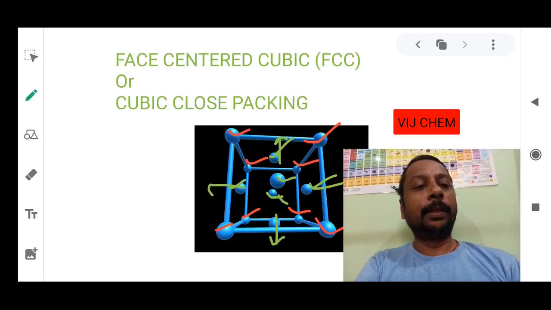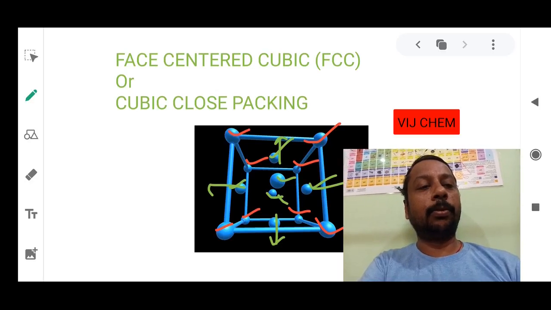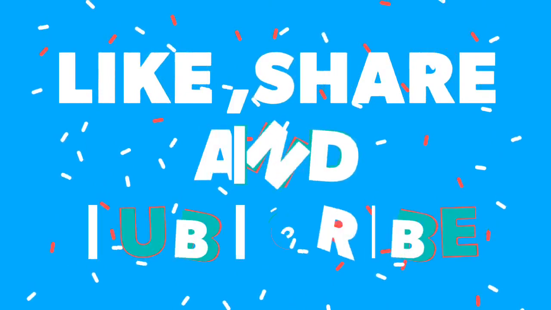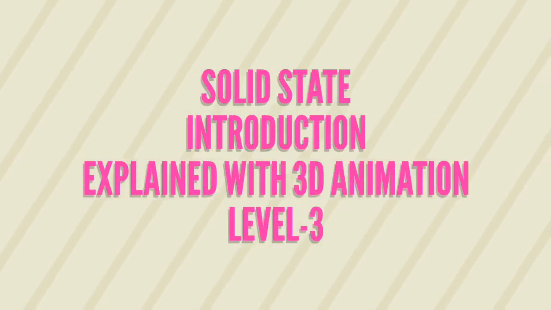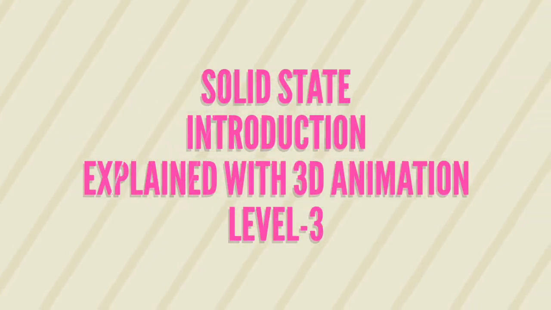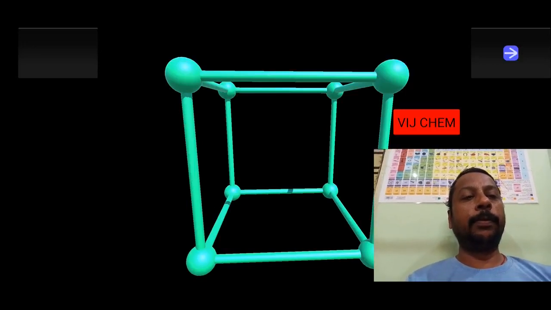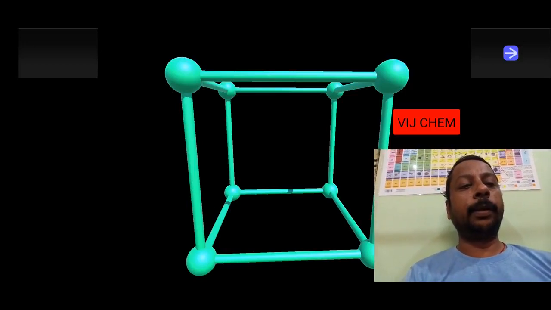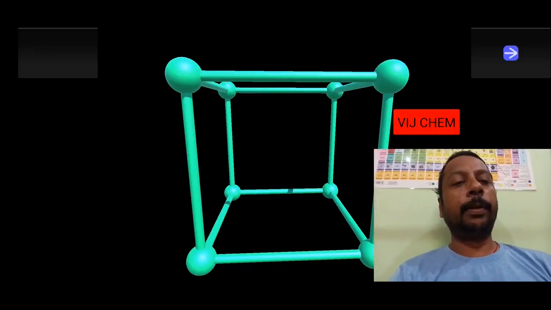So let's see the three-dimensional animation. Are you ready for that? Okay, let's go. Okay, here is which type of unit cell it is. Can you identify? Okay, don't worry, I will show you with the animation.